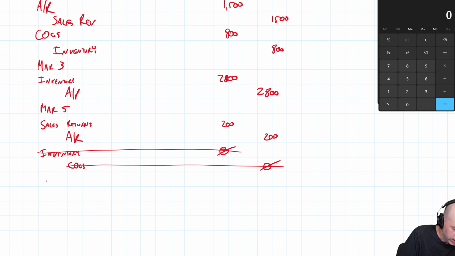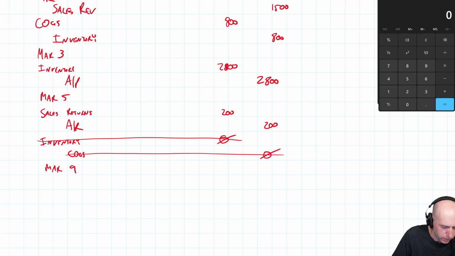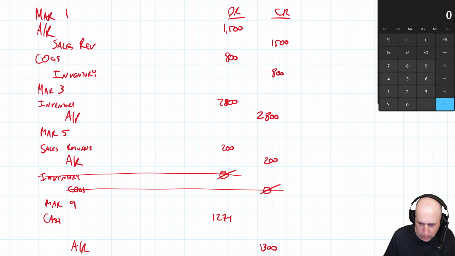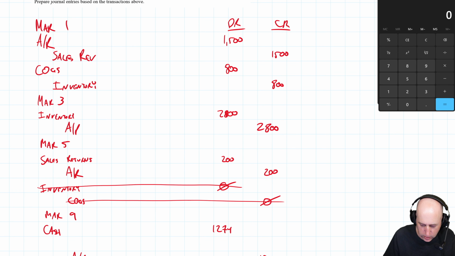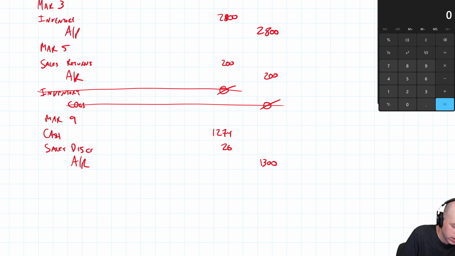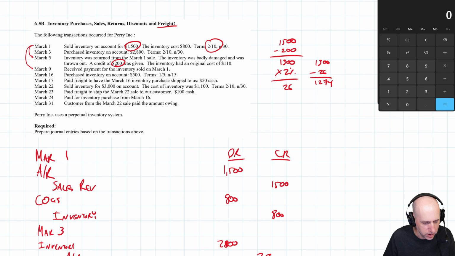That's how much cash we get on March 9th. Debit cash, $1,274. We credit AR for the full amount that we were owed, $1,300. Again, it was $1,500, but then we took $200 off the bill. So they only owed us $1,300. What's the $26 go to? That is to sales discounts, or just debit discounts. Okay, so there we have March 9th.